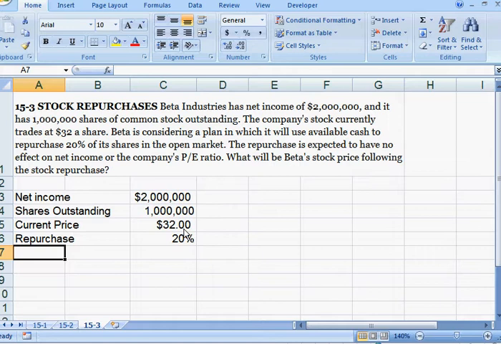The current price of those shares are $30 each, and their plan is that they will repurchase 20% of those at that price of $32. Once they have finished the repurchase, the problem says it would have no impact on the net income or the company's price-earnings ratio. And what would then happen to the stock price following the stock repurchase?